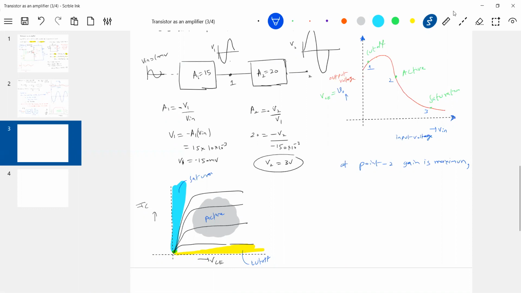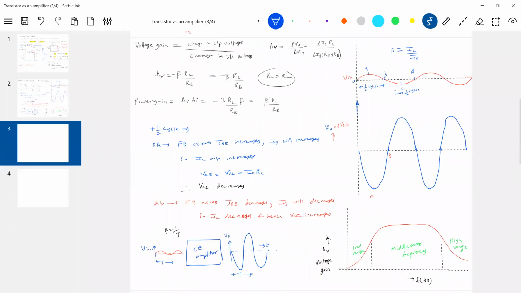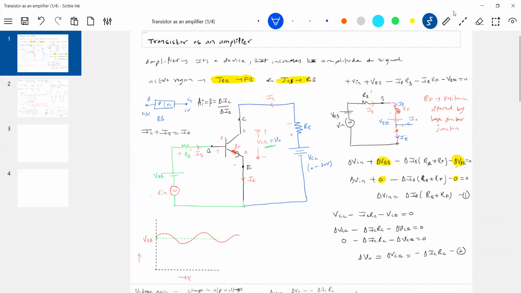Now, what is the basic condition? In the active region only, the gain is maximum. Agree with this? I had to justify it. See, the active region is something very important. In the active region only, the gain is maximum. So to have that active region, what should I do for the transistor? The collector base junction should be reverse biased and the base emitter junction should be forward biased. That is one thing, okay, fine.